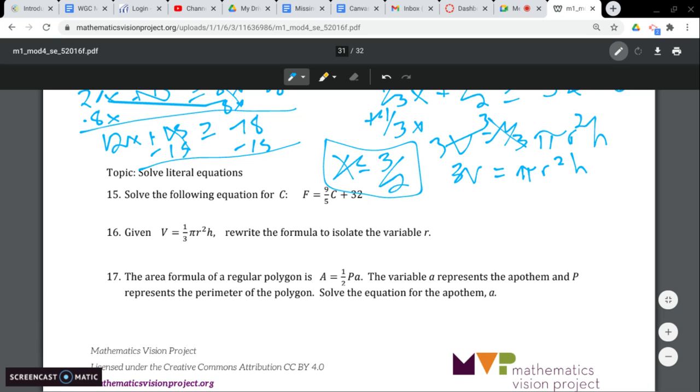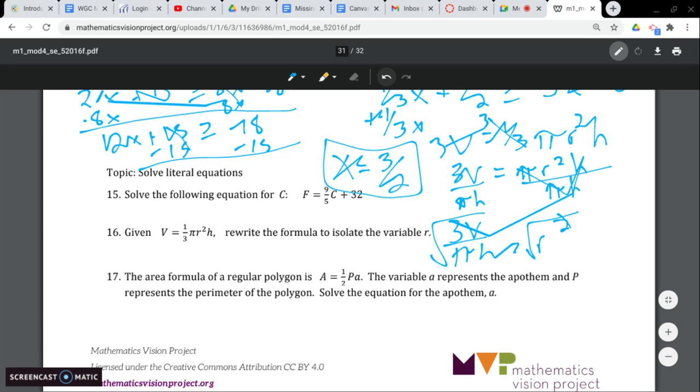Now, the r squared is being multiplied with both pi and h. So I'm going to divide by pi h. So that cancels each of those out. So we're left with 3V over pi h equals r squared. Now, to get rid of the squared, we take the square root. So we take it to both sides. So our answer, the square root of 3V over pi h equals r. So that's what you guys are looking at there.